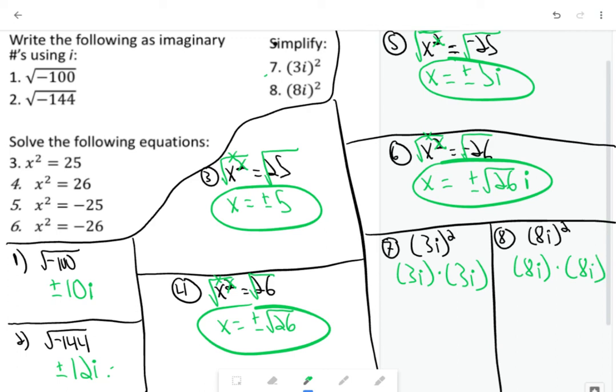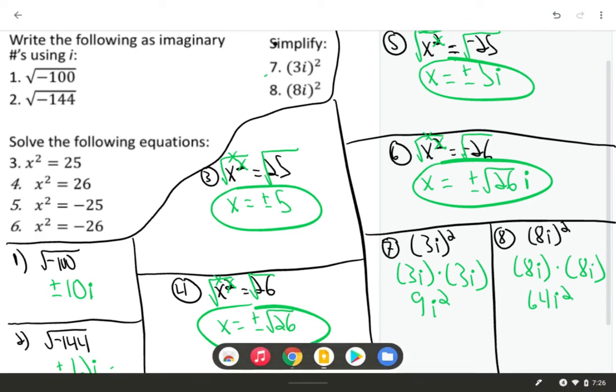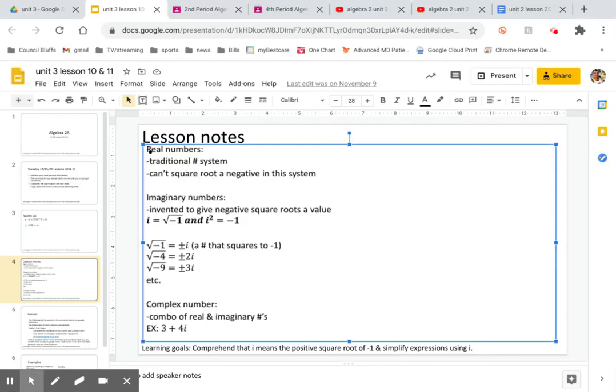And if I were to simplify that, 3 times 3 is 9, and i times i is i squared. Same thing in number 8. 8 times 8 is 64, and i times i is i squared. And if we were dealing with a normal variable, like if this were 3x squared or 8x squared, we would be done here. But because we're dealing with imaginary numbers, let me go back to the lesson notes for a second.